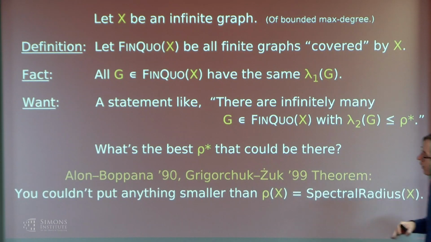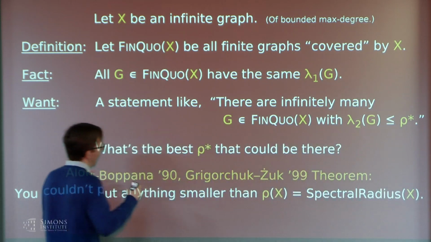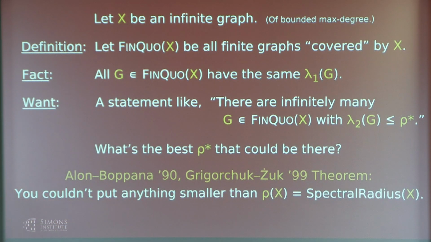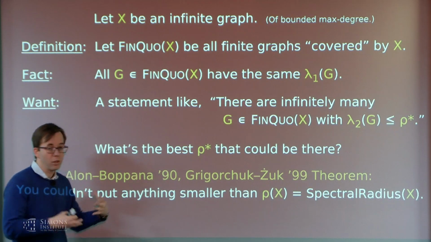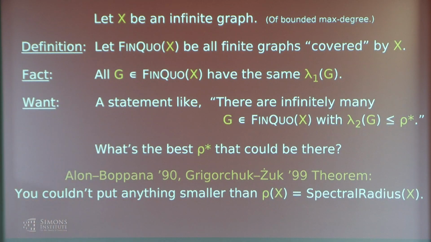So you may have seen this before in the context of just delta regular graphs. This is the Alon-Boppana theorem. And there are generalizations of it by Greenberg and Grigorchuk and Żuk and others. And what they say is you could never put, for a rho star here, any number which is smaller than the spectral radius of X. That is to say, the largest eigenvalue in magnitude of the infinite parent graph X.